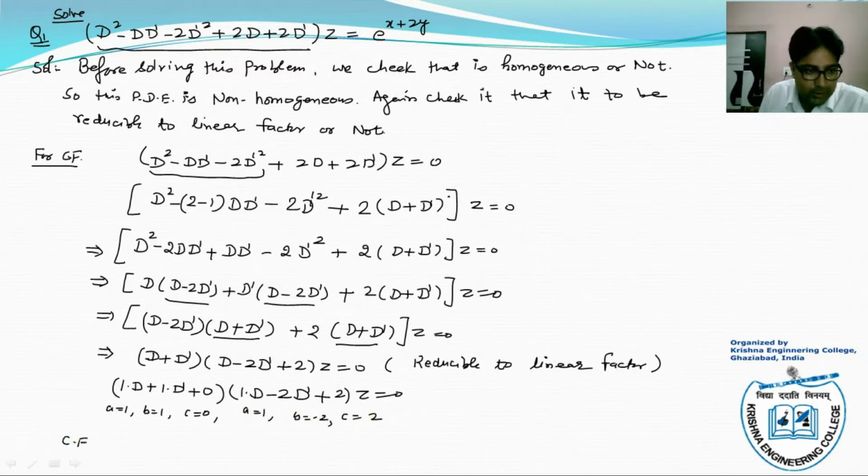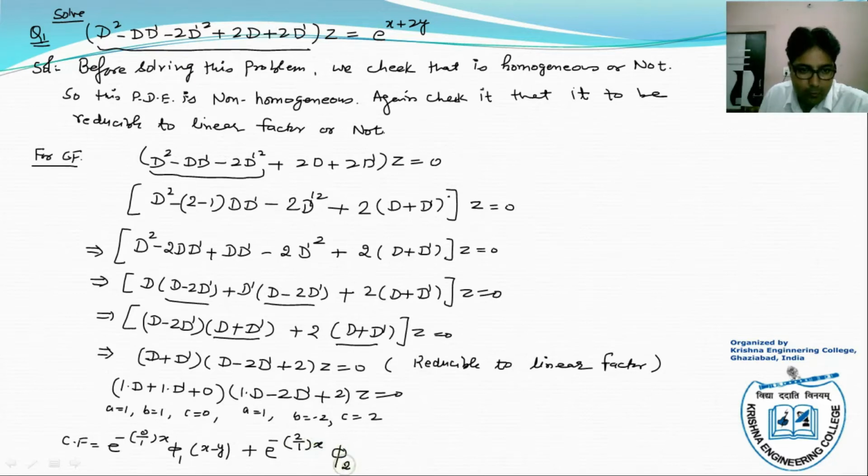So CF in this case is e to the power minus c by a, c means 0, by a means 1, x, phi 1 of bx minus ay, b is 1, so x minus y. Plus again e to the power minus c by a, the value in the second factor c is 2, by a 1 into x, phi 2 of bx minus ay, that is 2x plus y.